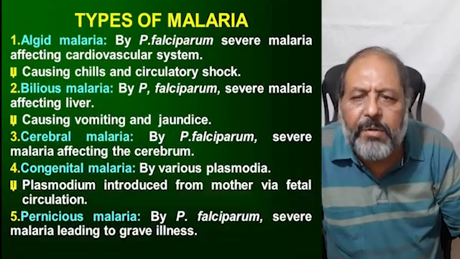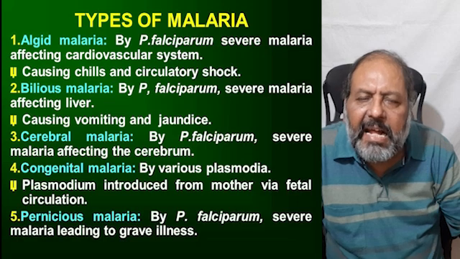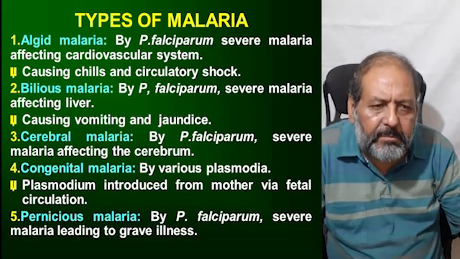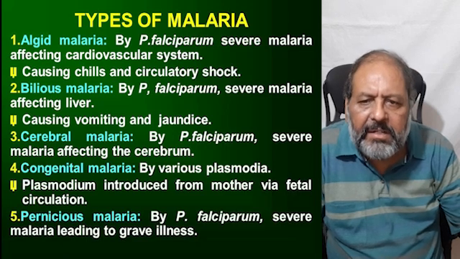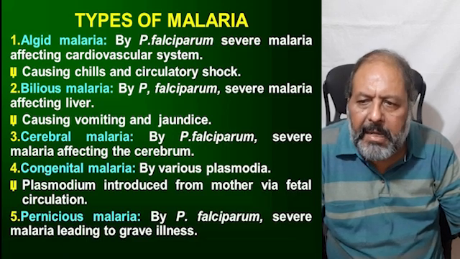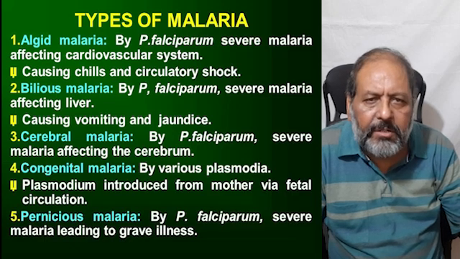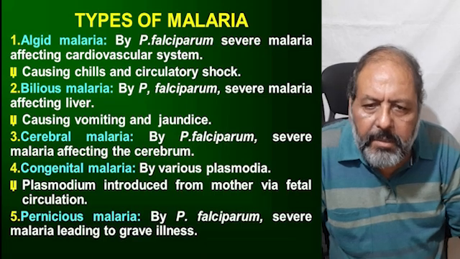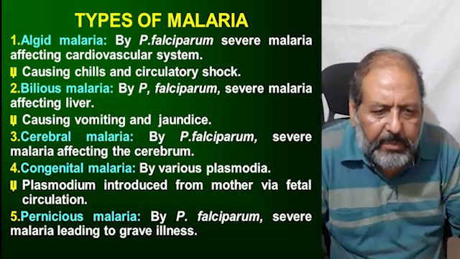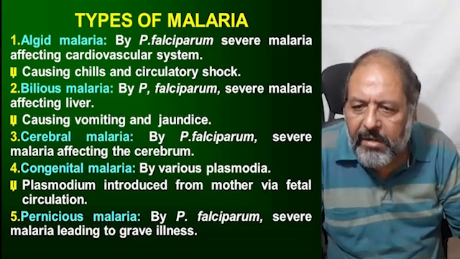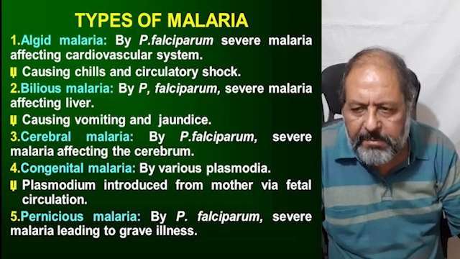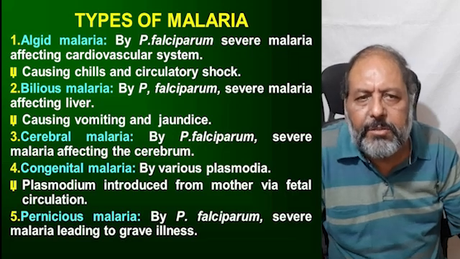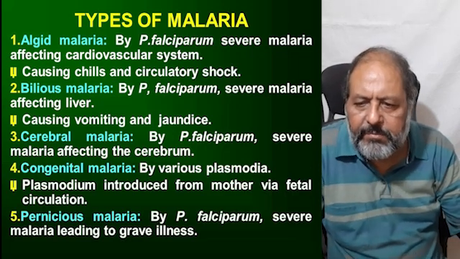Now, the types of malaria. Number one is algid malaria, which is by Plasmodium falciparum, severe malaria affecting the cardiovascular system and causing chills and circulatory shock. Bilious malaria is by Plasmodium falciparum, severe malaria affecting the liver, so the name is bilious malaria. It causes vomiting and jaundice because it affects the liver mostly.